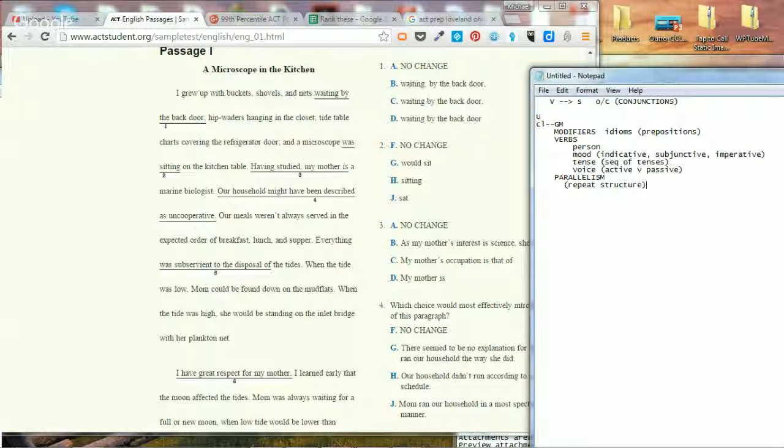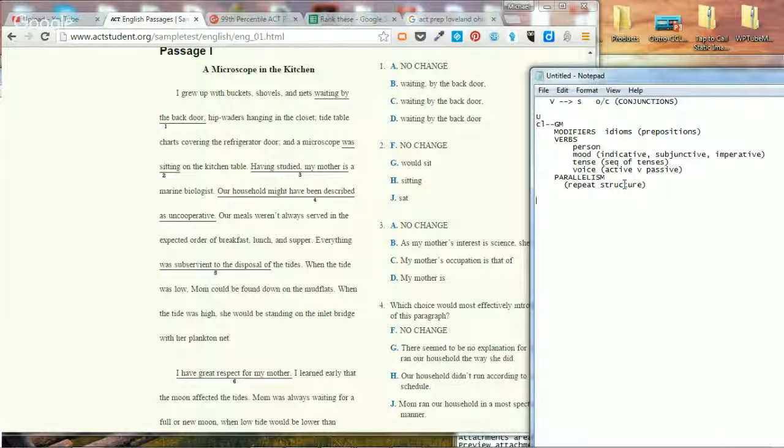So I was neither happy with nor angry about the decision. We have similar structure, adjective and preposition, on both sides of our conjunction. Or give me liberty or give me death. Give me, liberty, death. They're balanced.